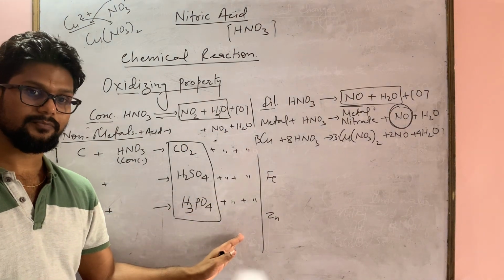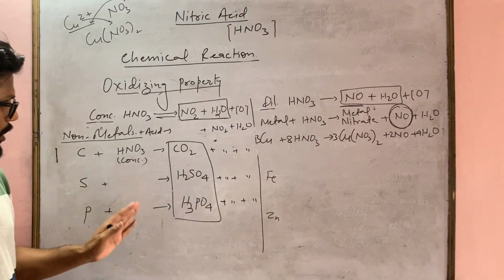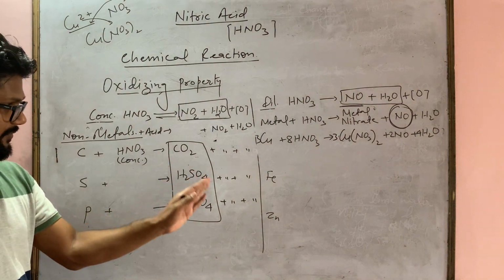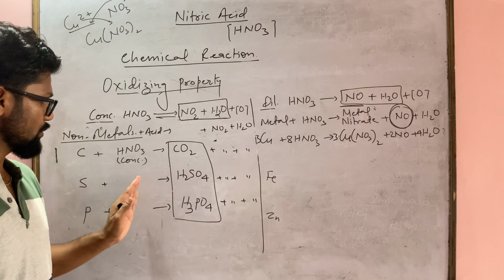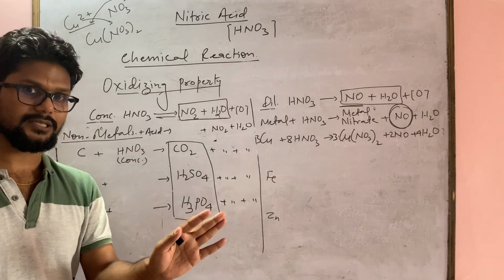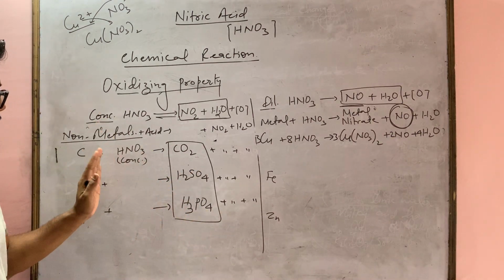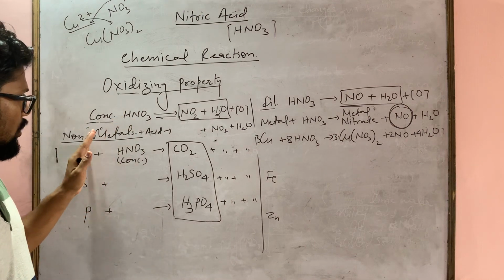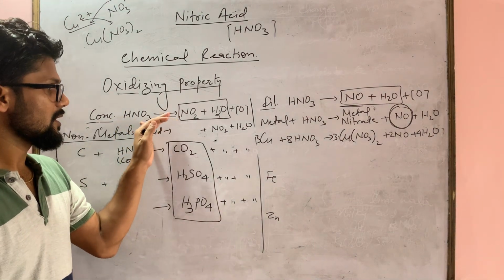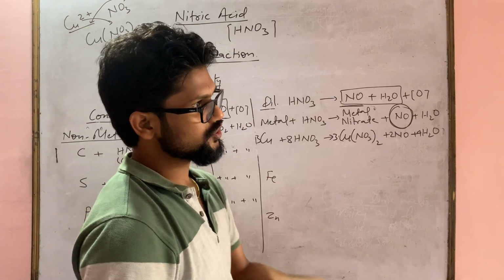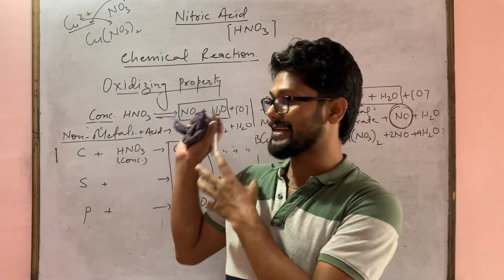Yes? Now whether the reaction is balanced or not, you have to check. It is not balanced, and that we have to do. I'm not going to do it here, you have to practice it. So the reaction of non-metals with concentrated nitric acid is over. Now we'll move to the next topic under the same heading, oxidizing property.